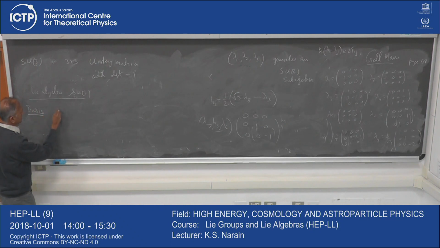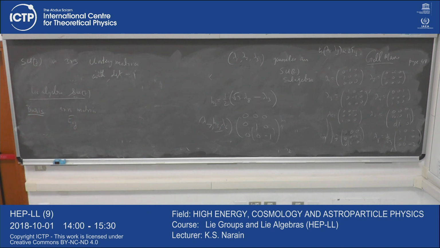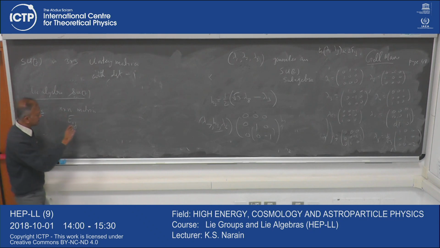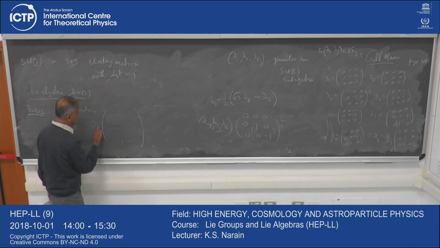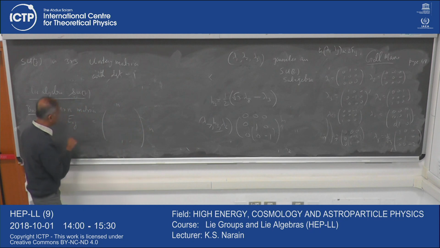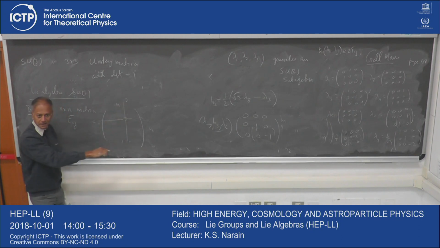You choose a basis for, say, n by n matrices, and this basis will be Eij. So this is notation, Eij. How is it defined? It is an n by n matrix where everything is zero except the element in the ith row and the jth column. Here you put a 1, in this ith row and jth column, and everywhere else 0.